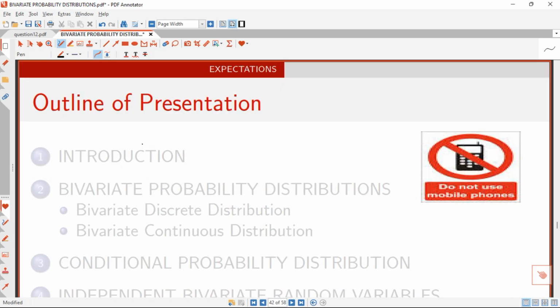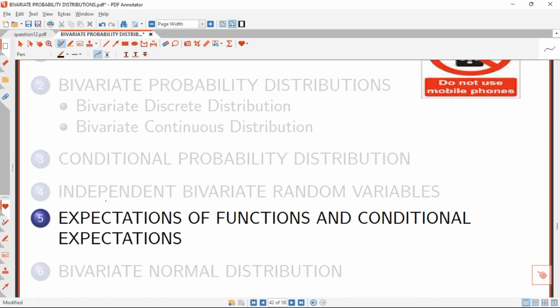In our next video, we are also going to discuss the expectation of functions and then conditional expectation. That is what we are going to treat in our next video.